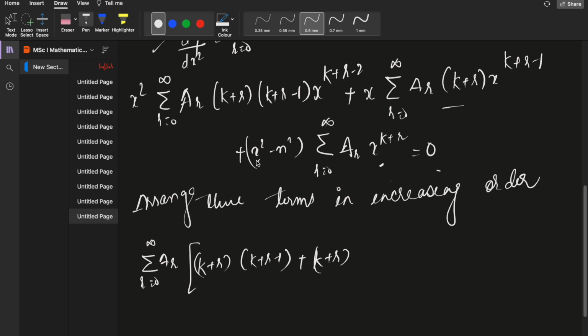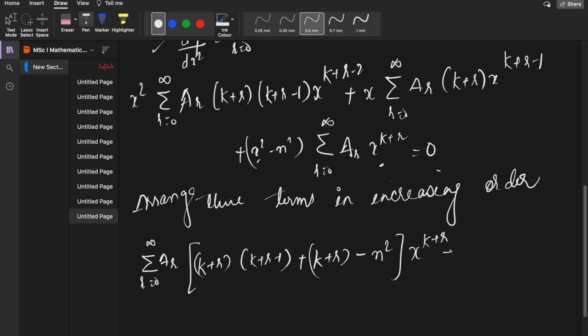All right. So if I multiply x square with this, this is going to be x to the power k plus r plus 2. So I want only x to the power k plus r. I want this. So if I multiply minus n with this term, this is going to be minus n square multiplied by x to the power k plus r. And we have only one term left, when x square is multiplying with this term.